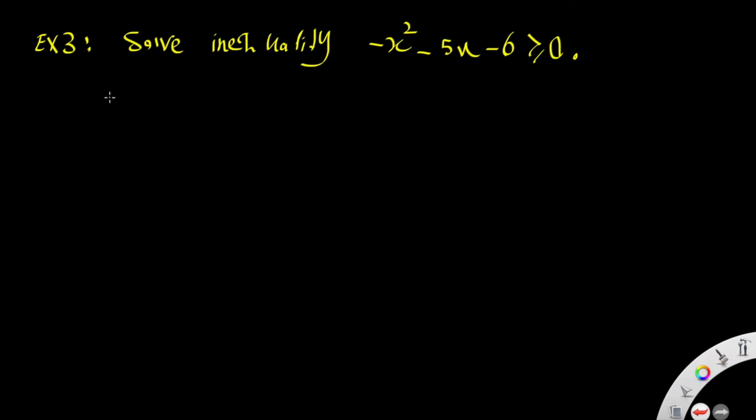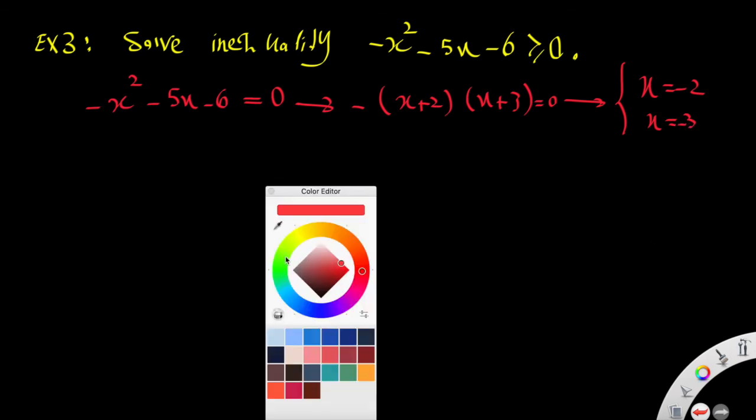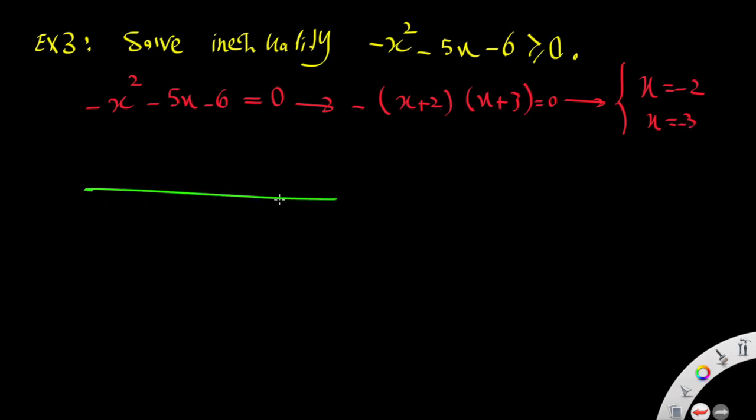So I just solve the corresponding quadratic equation. Minus x squared minus 5x minus 6 is equal to 0. I factor out minus, then it will be x plus 2 times x plus 3 is equal to 0. So there are two roots, negative 2 and negative 3. Now we need to construct a change of sign table. Here for x, I write the smallest root first, then the next one, where it takes 0. Here it is our expression, minus x squared minus 5x minus 6.